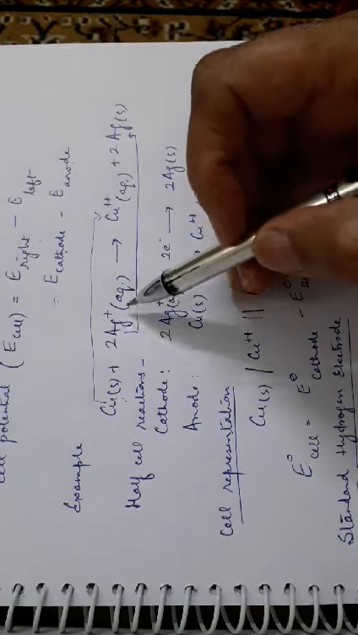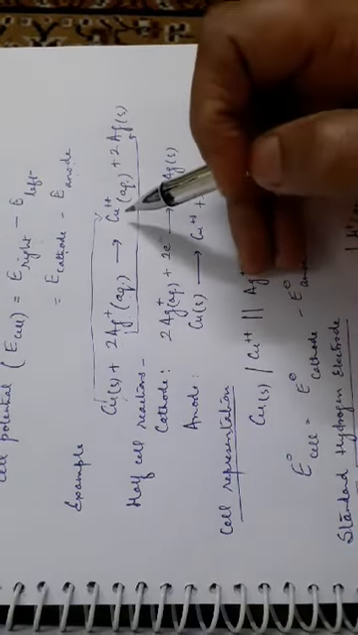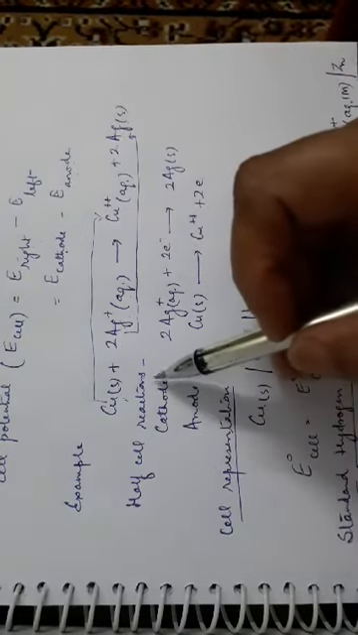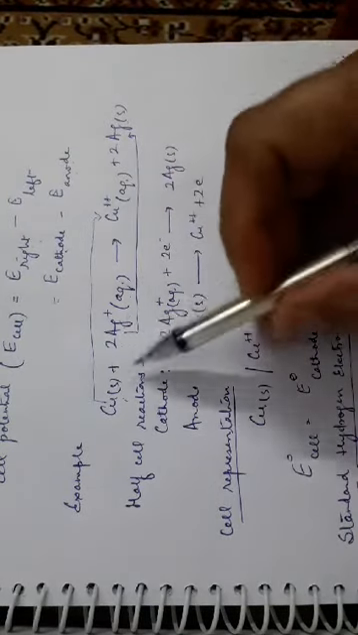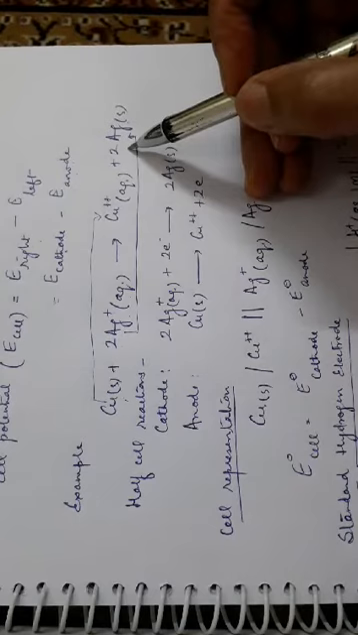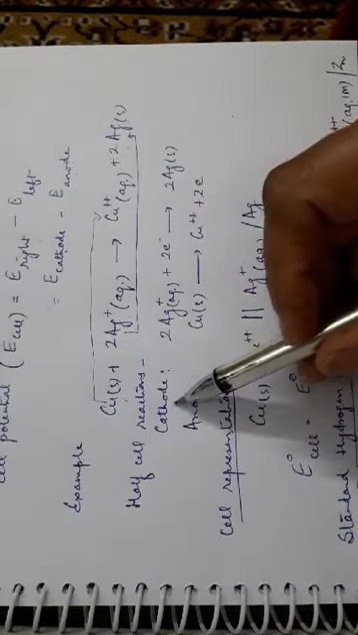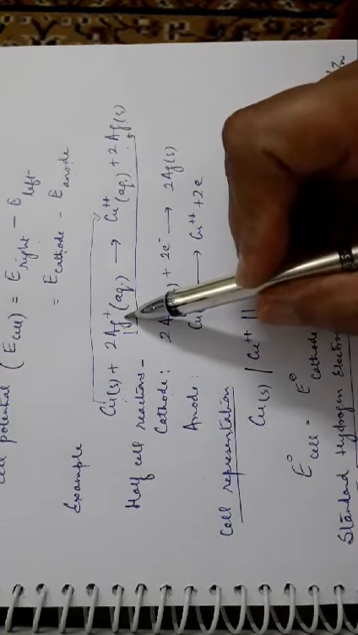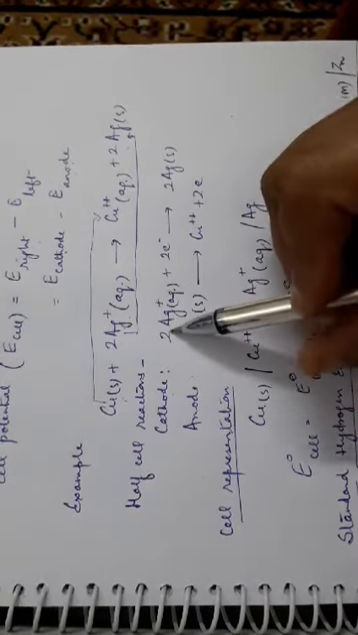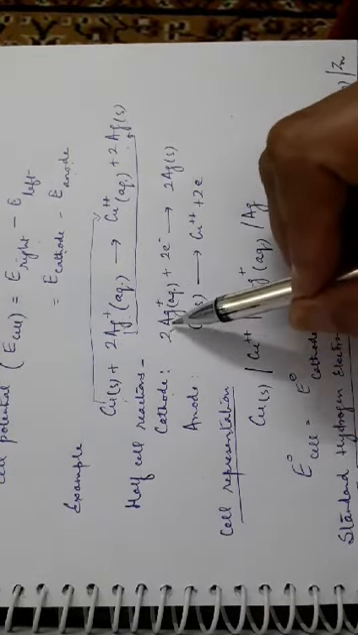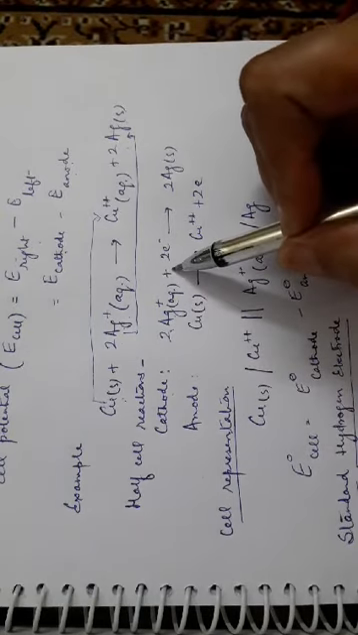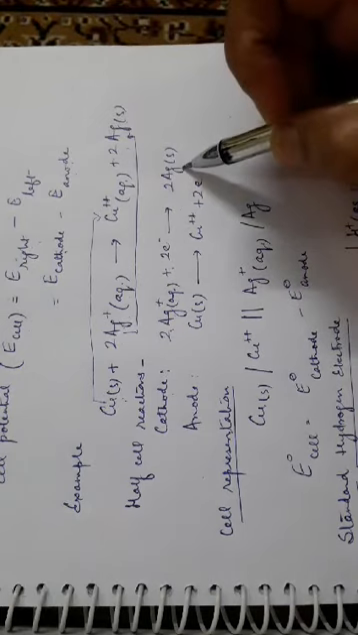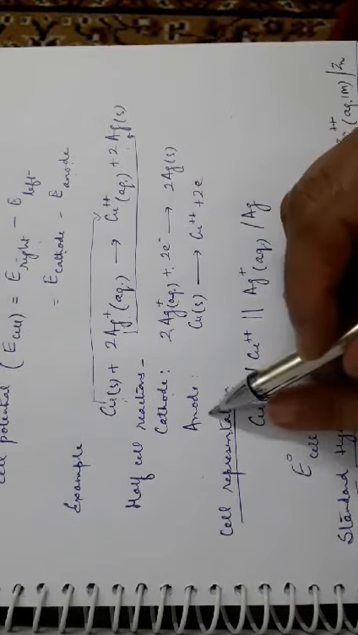2Ag plus will be written in order to balance the number of electrons transferred on both the sides. Half cell reactions for this cell reaction, or this assembly of the electrodes, can be written as follows. For the cathode, what will be the cathode? The cathode will be silver, because the one which is getting reduced is the cathode. For the silver cathode, the half cell reaction will be 2Ag plus, and 2 electrons are accepted, and it is getting reduced to solid silver.